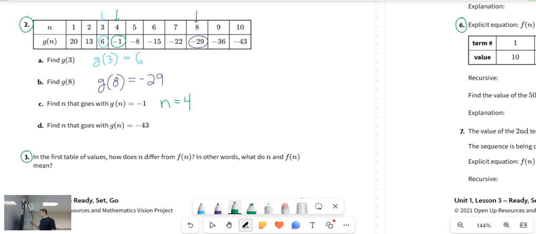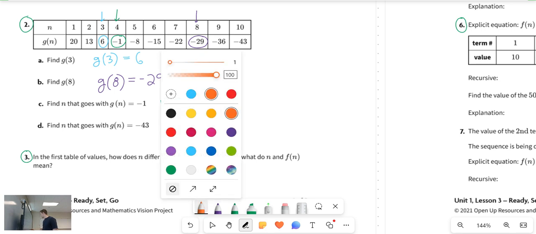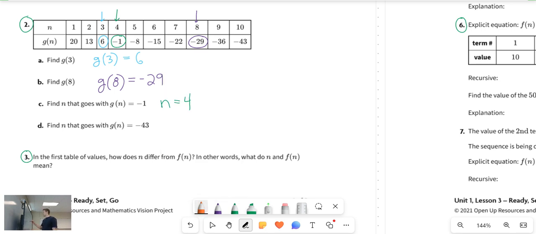Find n that goes with g of n is -43. We'll switch up our colors one more time. We'll go back to orange, and we're looking for an output of -43, and we find that way over to the right. So there's our -43, and it looks like if we plug in 10, if our input is 10, we'll get -43. So n must be 10 in order for us to get -43.